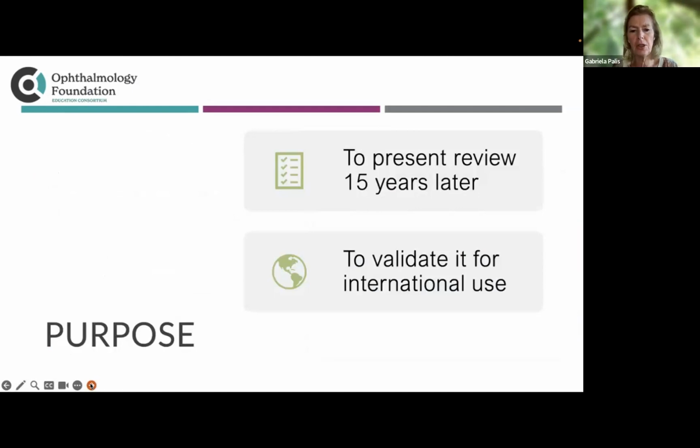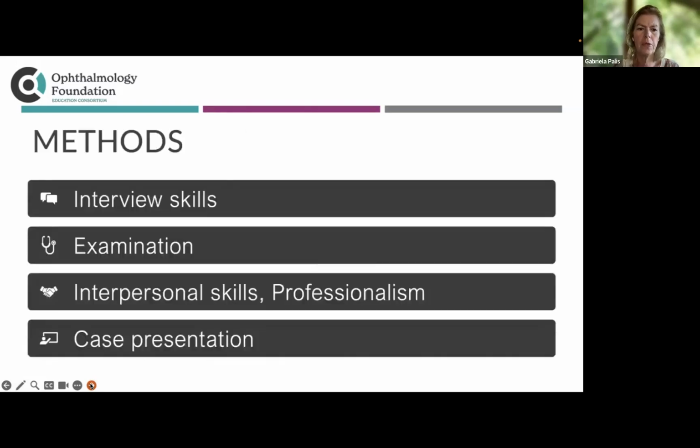So after 15 years of having used this tool, we decided that it was time to review it, and we wanted to validate it for international use. We were all working with the International Council of Ophthalmology at the time, so we wanted to validate it for international use. We kept the same aspects of the consultation that were in the original OCEX: interview skills, examination, interpersonal skills and professionalism, and case presentation.